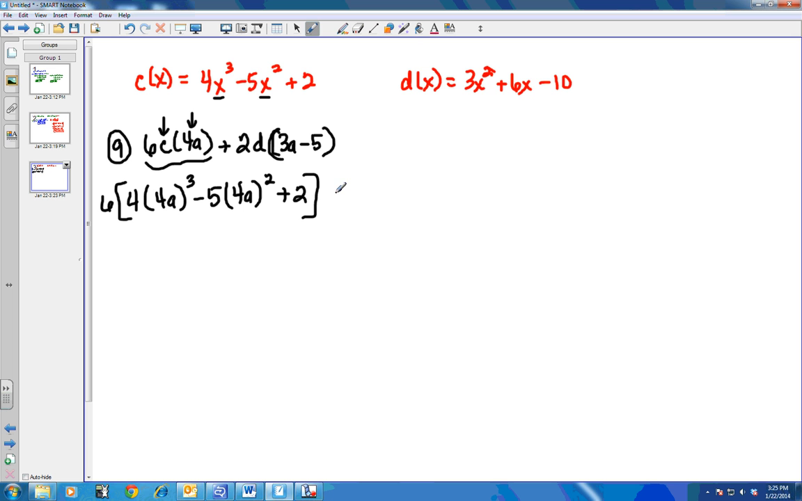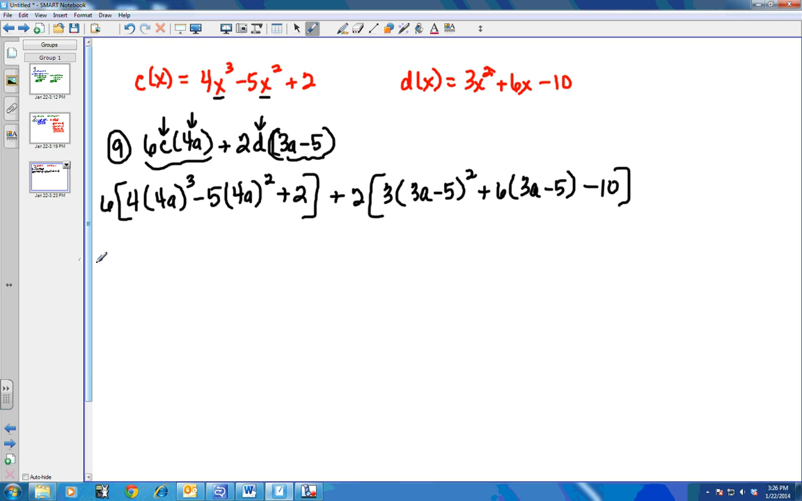Now we're going to do this part. This part says plus 2 times, and this tells me to go to my D equation and plug this entire thing in place of all of my x's. So going to my D equation, I have 3x squared, but this goes in place of my x. So I have 3a minus 5 quantity squared plus 6 times x, but x is 3a minus 5, minus 10.